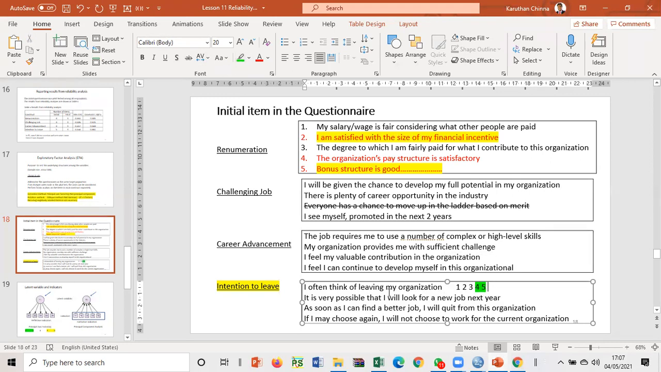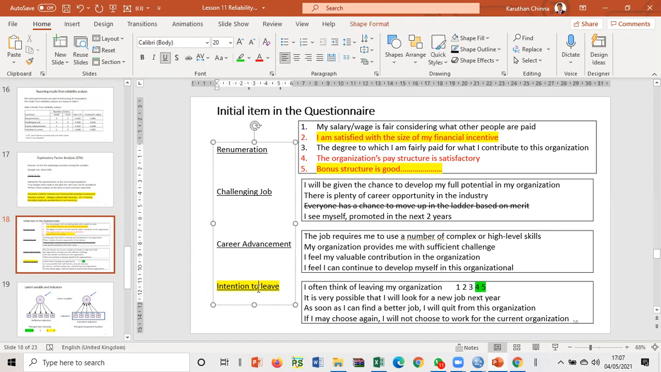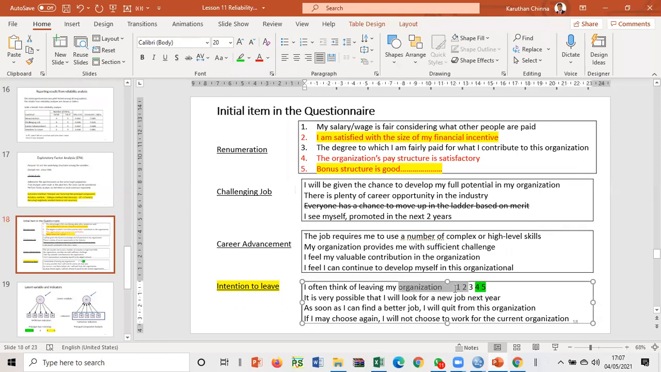What's that telling us? 4, 5 means yes, 1, 2 means no. You're answering all the questions 4, 5, 4, 5. What's that telling us? The person wants to leave. Another person answers all 1, 2, 1, 2. What's the person telling us? Another person answers all the questions either 1 or 2. What's that telling us? The person has no intention to leave. The person is not going to leave.